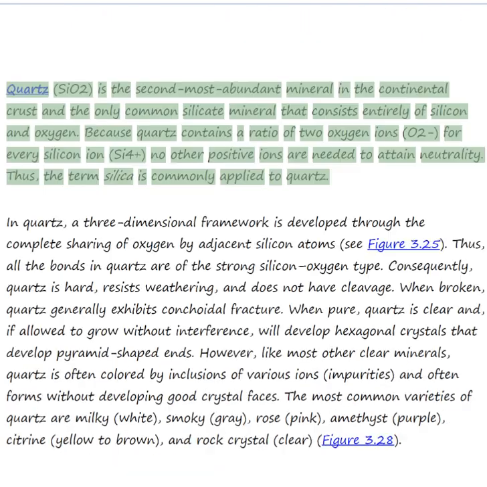Quartz. Quartz is the second most abundant mineral in the continental crust and the only common silicate mineral that consists entirely of silicon and oxygen. Because quartz contains a ratio of 2 oxygen ions for every silicon ion, no other positive ions are needed to attain neutrality. Thus, the term silica is commonly applied to quartz.